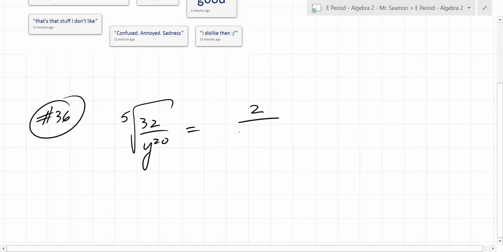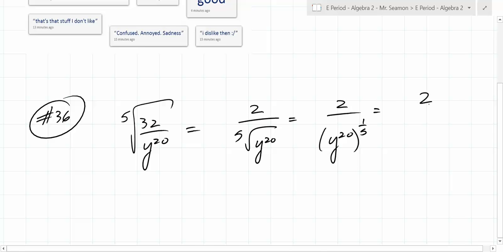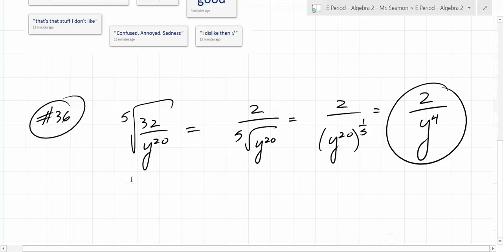2. So you know that this is 2 times the fifth root of y to the 20th. What power is fifth root? 1/5. So this is 2 times y to the 20th to the 1/5 power. What do you do with powers of powers? Yeah, so what's 1/5 times 20? 2 times y to the 4th. Done.